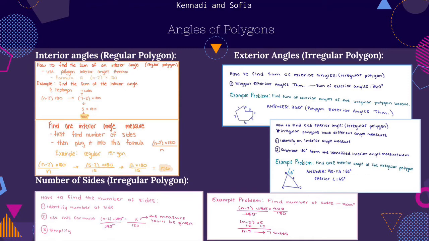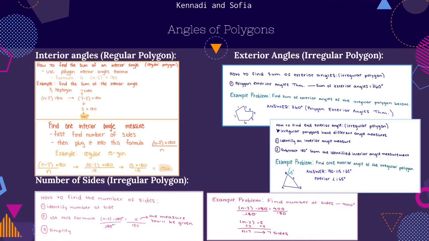7 minus 2 is 5. So it'd be 5 times 180, and that equals 900 degrees. So that's the sum of the interior angles. And then this is how you find one interior angle measure. First, you have to find the number of sides, and then you plug it in with this formula, which is n minus 2 times 180 over n.